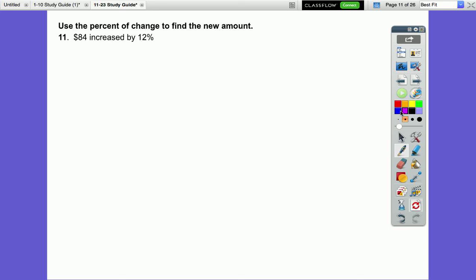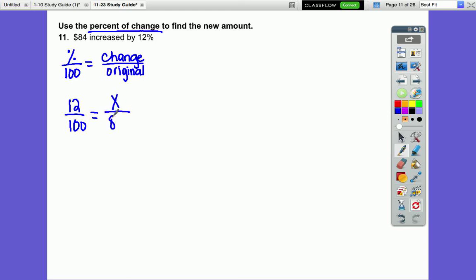Now, as I was saying before I was interrupted, I'm going to show you all how to solve this one two different ways. So this says 84 increased by 12%. And it tells us to use percent of change. So our percent of change is percent over 100 is equal to the change over the original. That is the equation. You need to know that equation. So our percent is 12%. We're going to place that over 100 is equal to, well, we don't know what the change is. We got to find that first. And then our original amount is $84. You're going to cross multiply.